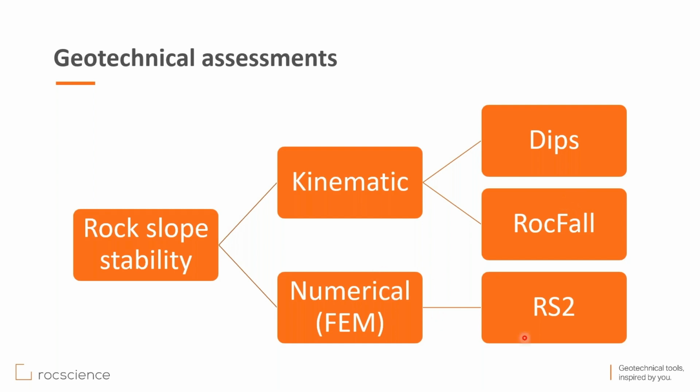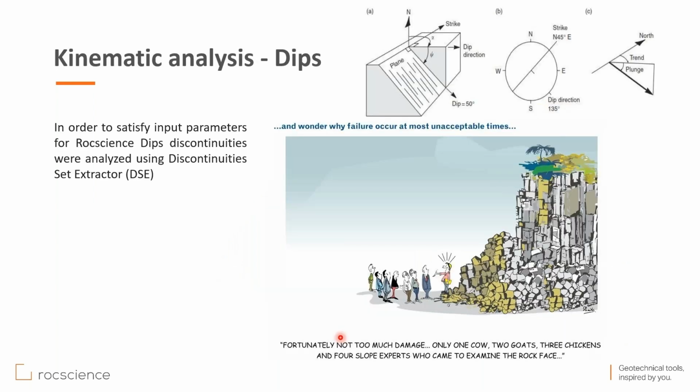The second type of analysis is the numerical one, where finite element analyses were conducted using software from Rocscience such as RS2, considering multiple failure criteria such as Hoek-Brown and Barton-Bandis for the joints. So we will start with the kinematic analysis, the simplest one, from Dips. As a preliminary analysis of rock stability, we used Dips.